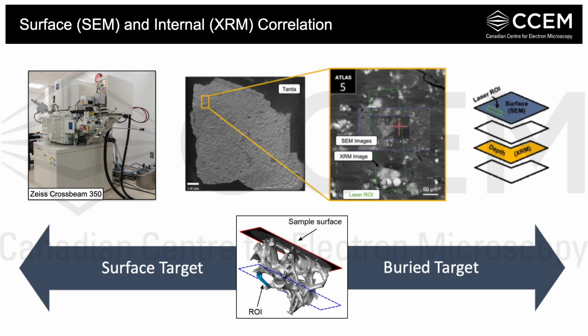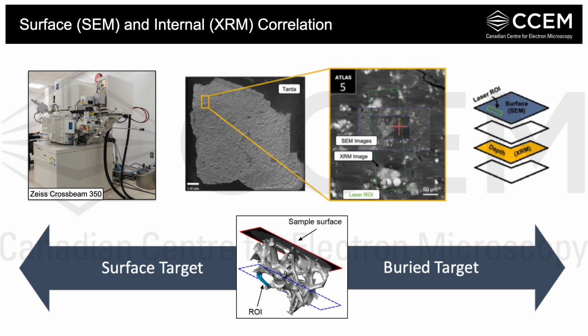So in this case, I've annotated a green box that represents my target liftout that I want to extract from the surface. And by correlating my two data sets, I now know my liftout will contain a feature of interest at the surface as well as internally, right? So here we can see this clast at the surface, and then we can see this large internal cluster here.